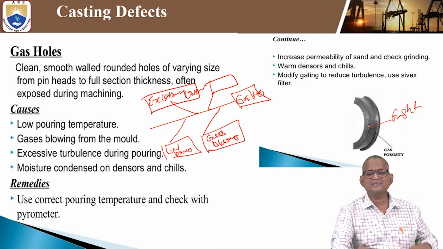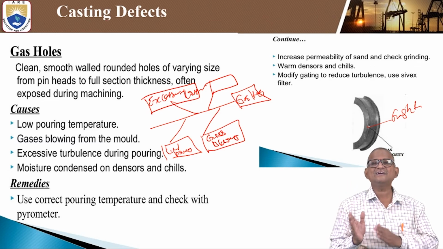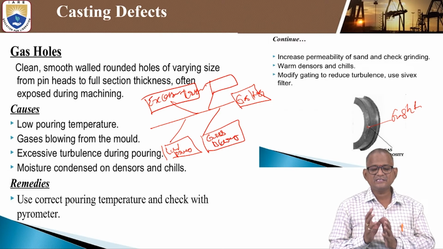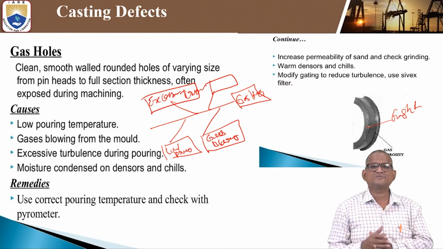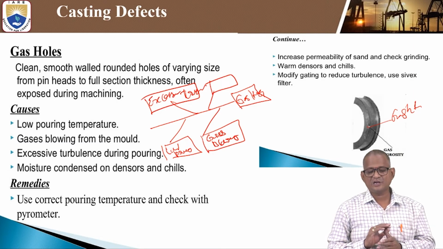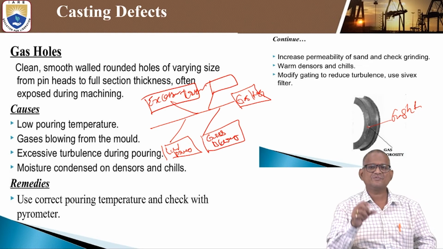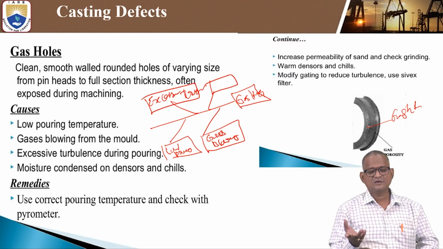The major remedy is that you should maintain the pouring temperature exactly as required for that metal. And for gas blowing from the mold, you should avoid any blows from the mold. Turbulence should also be appropriately maintained, not too much, but uniform and proper. And for moisture condensed in the densers, directional solidification will occur, and the cooling time will also be given. So obviously you can get a good casting.